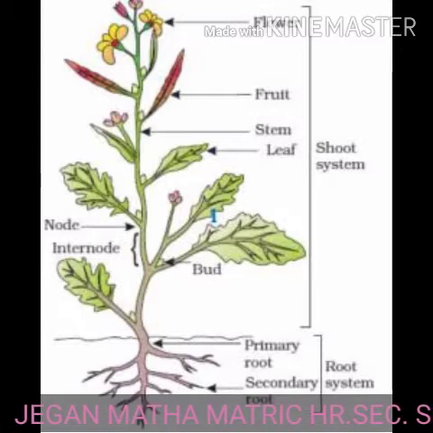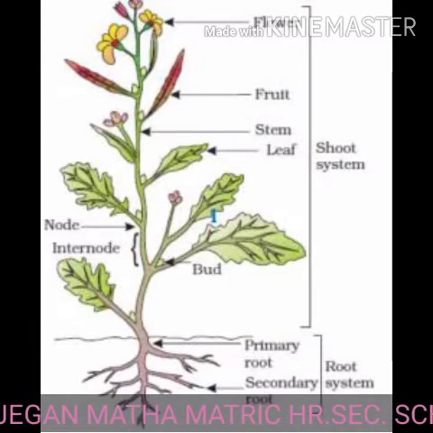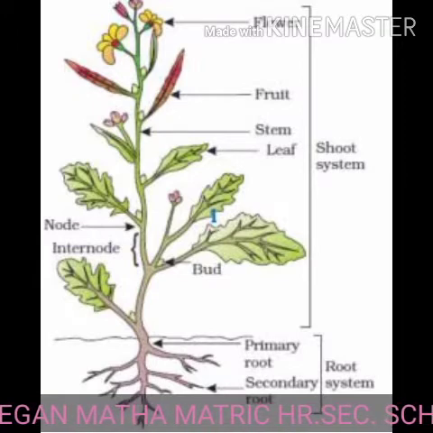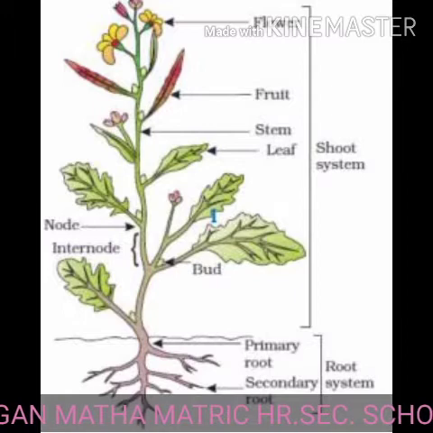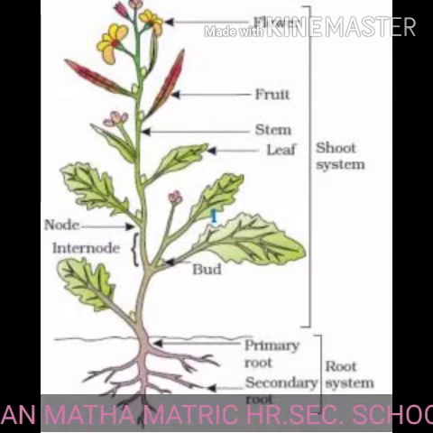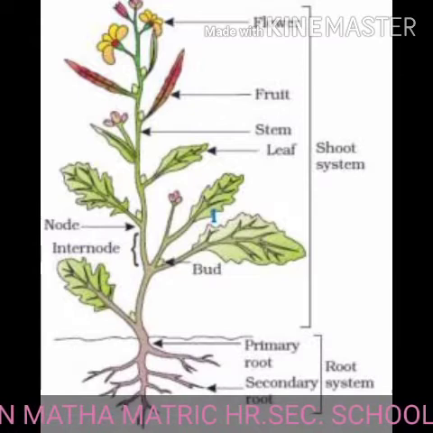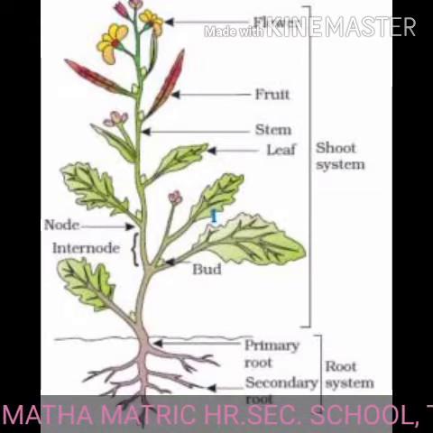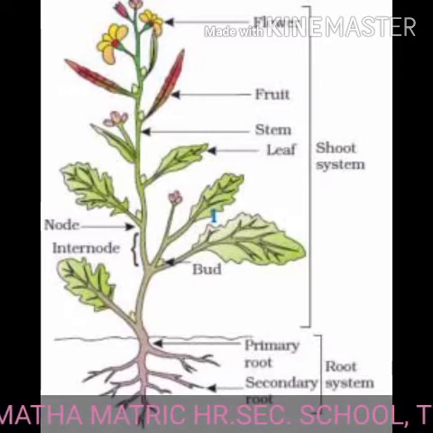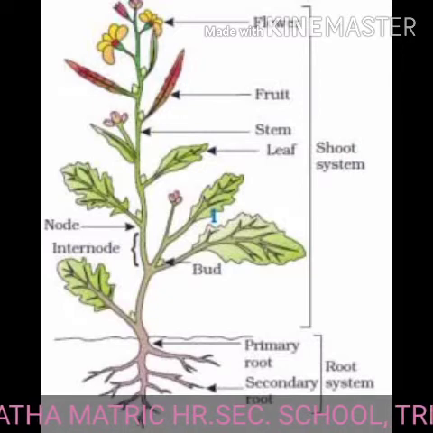Plant morphology can be studied under two broad categories: vegetative morphology and reproductive morphology. Vegetative morphology includes shoot system and root system. Reproductive morphology includes flower, inflorescence, fruit and seeds.